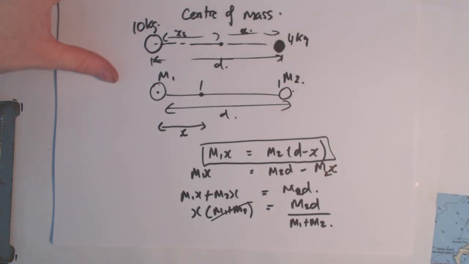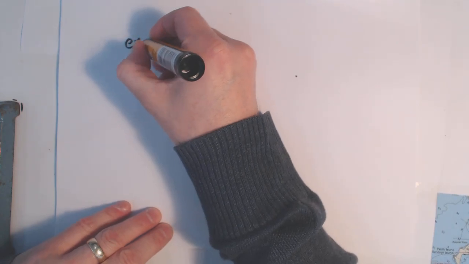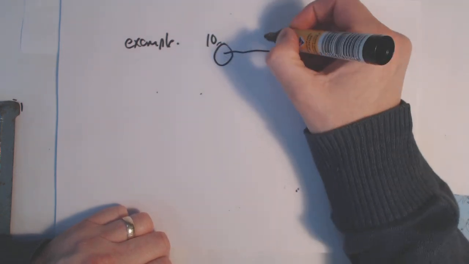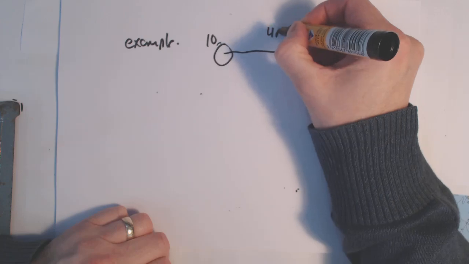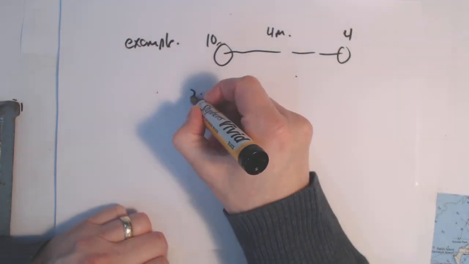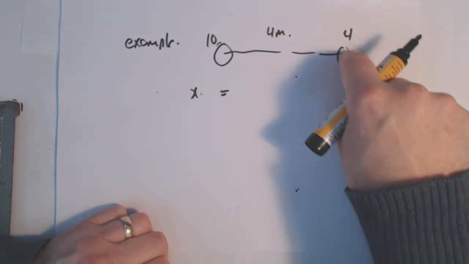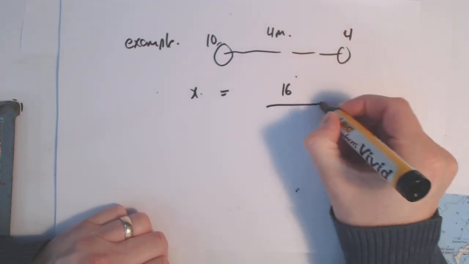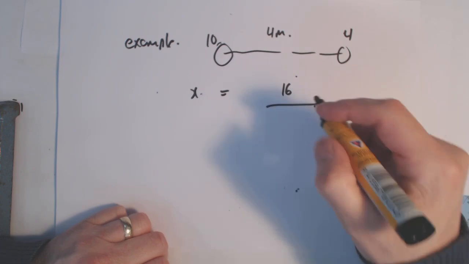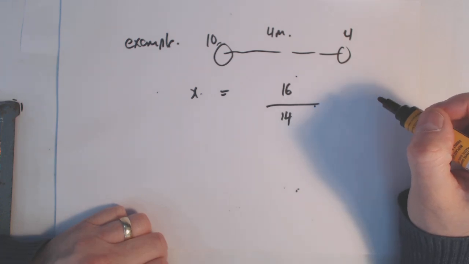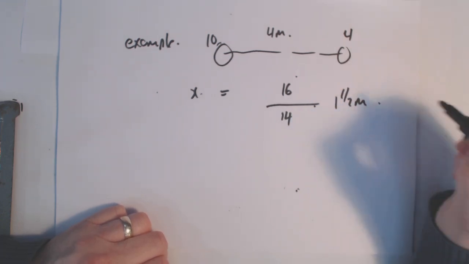So let's do an example where we've got a 10 and a 4. They're separated by a distance of, let's say 2 meters. No, let's say 4 meters is that distance. What we're saying is that x will be equal to m2d, m2 being the 4, times 4, which is 16, all over m1 plus m2, which was 14. So that's 1 and 2/14, or 1 and a 7th meters from here.